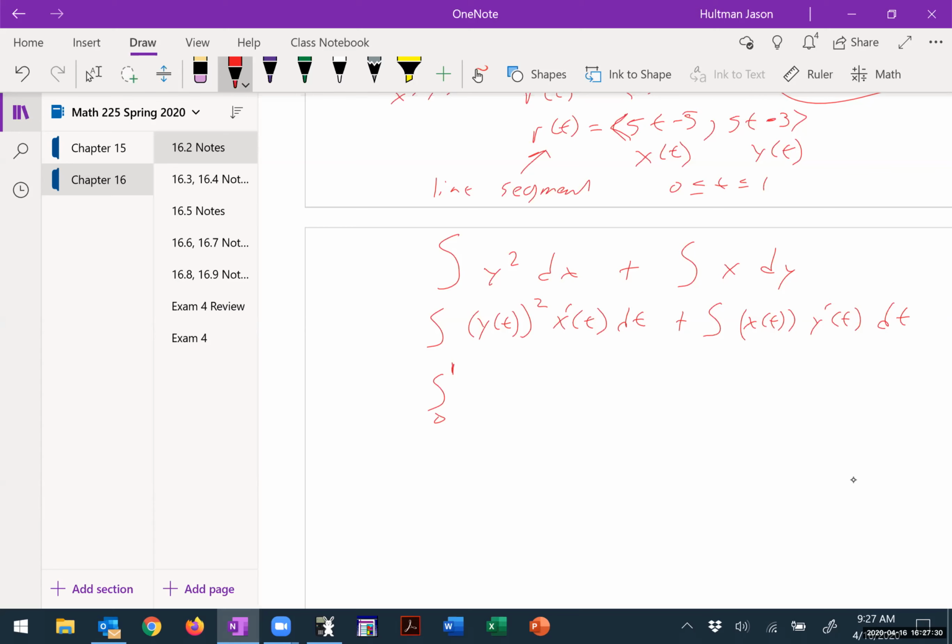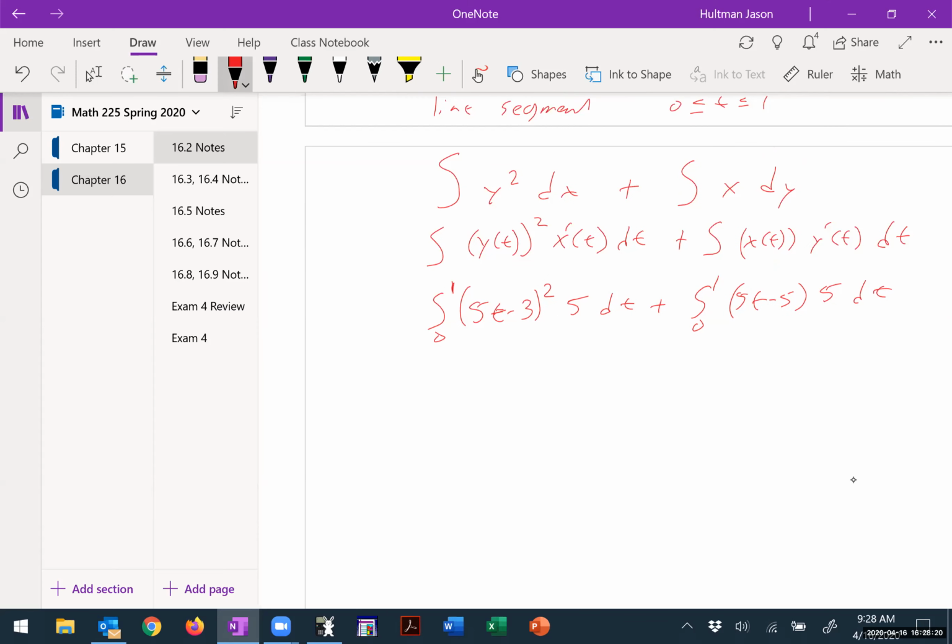squared. What's x prime? Well, what's the derivative of x? Right? What's the derivative of x here? Isn't it just 5? Because what's x of t? It's 5t minus 5. So what's the derivative of x? It's just 5. dt plus 0 to 1. What's x of t? Well, that's 5t minus 5. What's the derivative of y? Wasn't that just 5 again? Because wasn't y of t 5t minus 3? It's just 5 dt. Okay, I'm going to square this out to make it kind of nice.